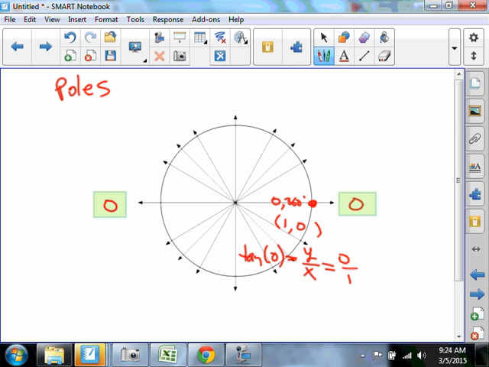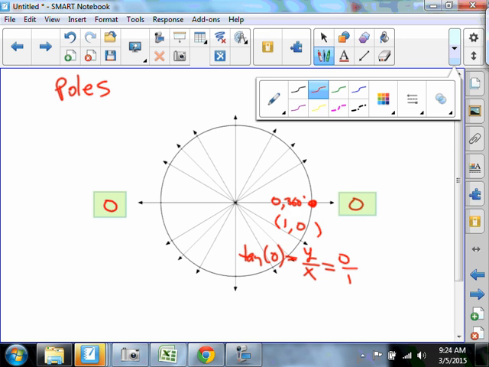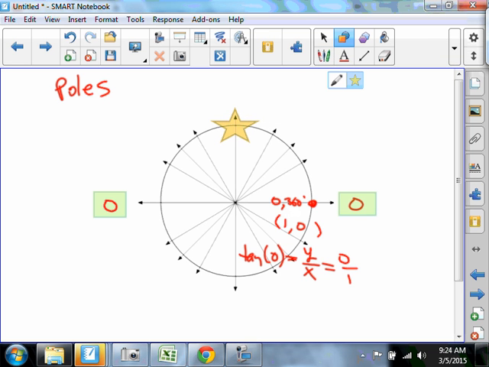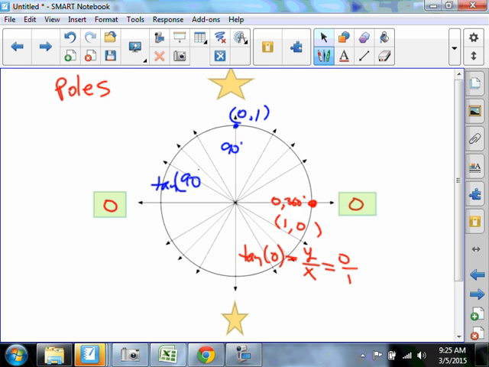Now let's go to the North Pole for a minute, and to the South Pole for a minute. What are the coordinates way up there? 0, 1, so that's at 90 degrees. So the tangent of 90 would be 1 divided by 0. Thank you for saying undefined. I'm so glad we got that right off the bat. So up top it's und.